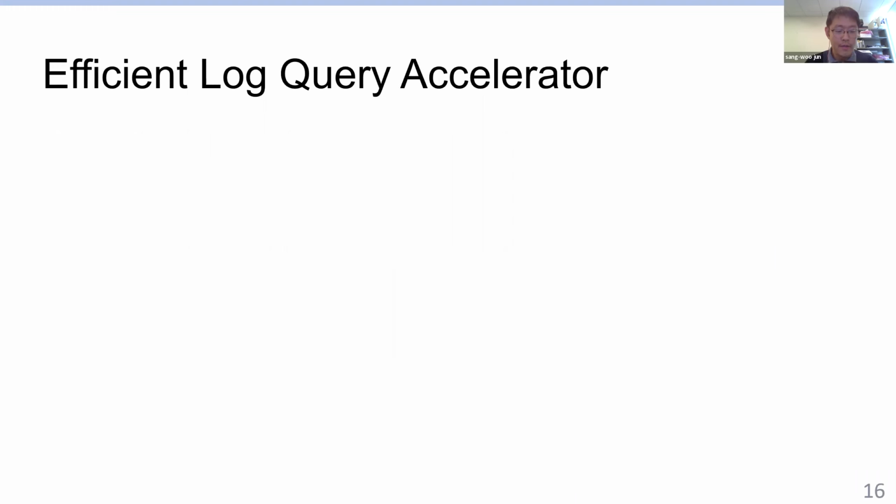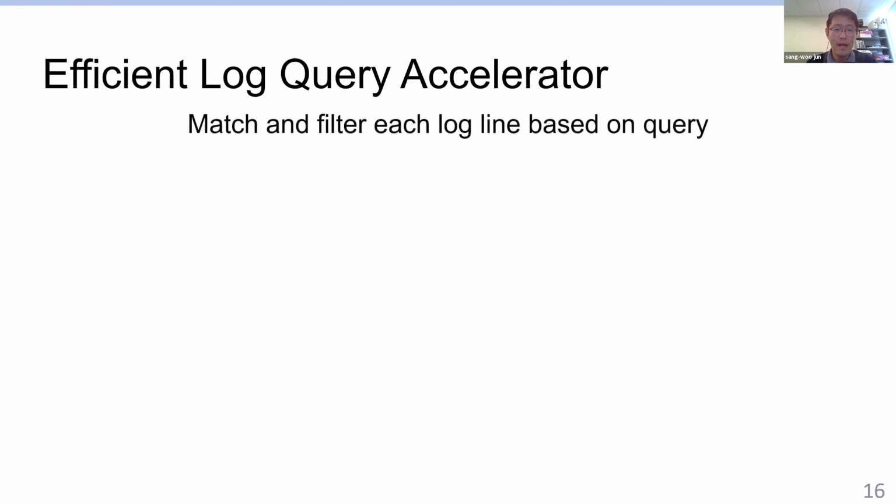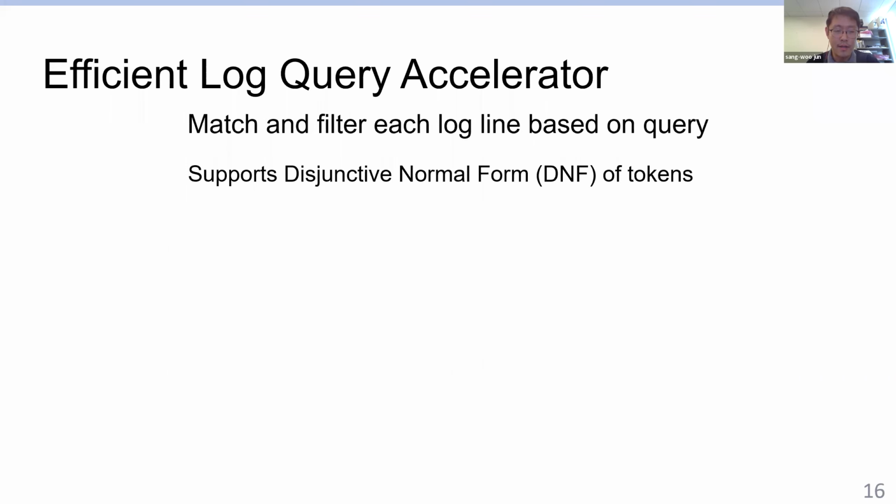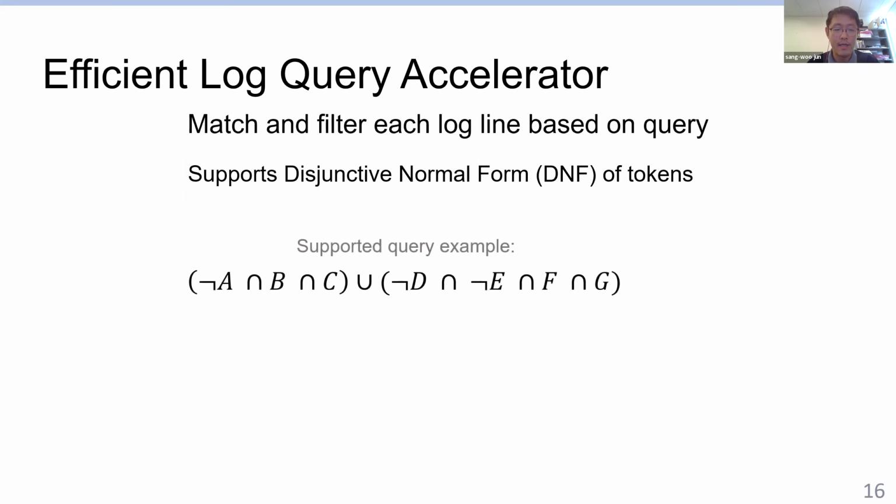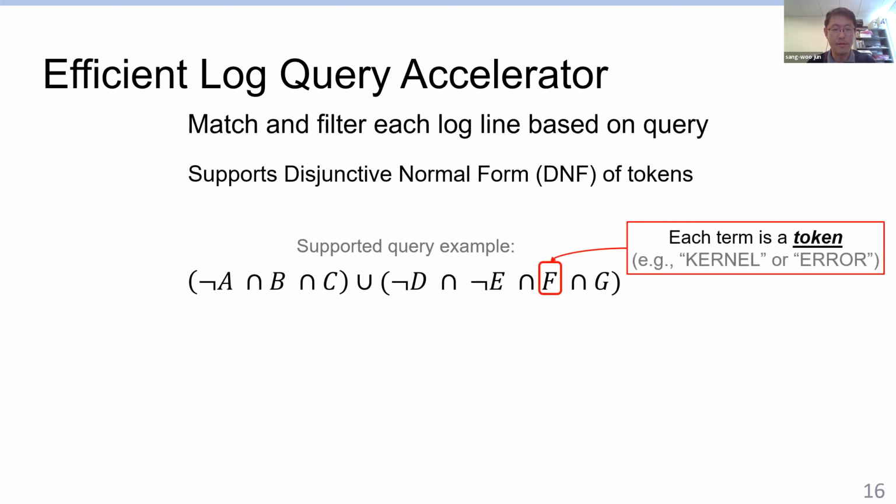To give a spoiler first, I'm going to describe the internal design of our efficient log query accelerator. The task of this accelerator is to match and filter each log line based on the query. And unlike the base algorithm that I described just now, it supports a so-called disjunctive normal form of tokens. An example of a query that it supports looks a little bit like this, in the form of disjunctive normal form.